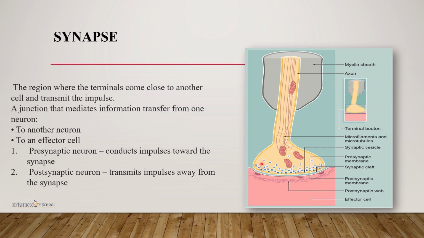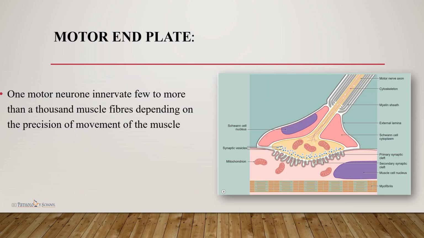This is the presynaptic membrane. And this is the postsynaptic membrane. In between there is a synaptic cleft. There are two types of synaptic neurons: presynaptic neurons, which conduct impulse toward the synapse, and postsynaptic neurons, which conduct the impulse away from the synapse.